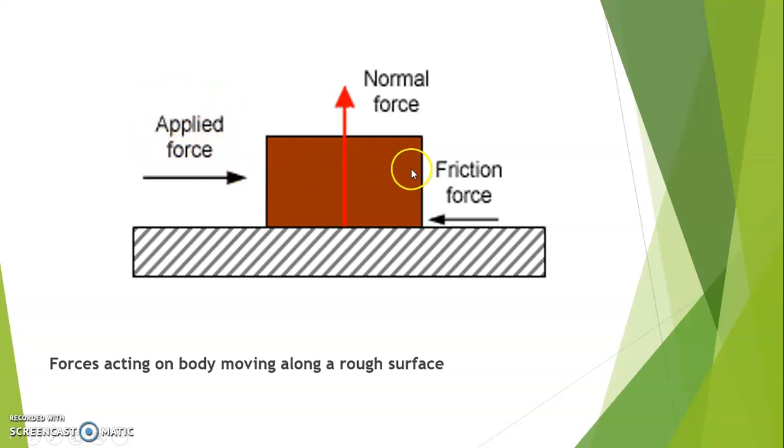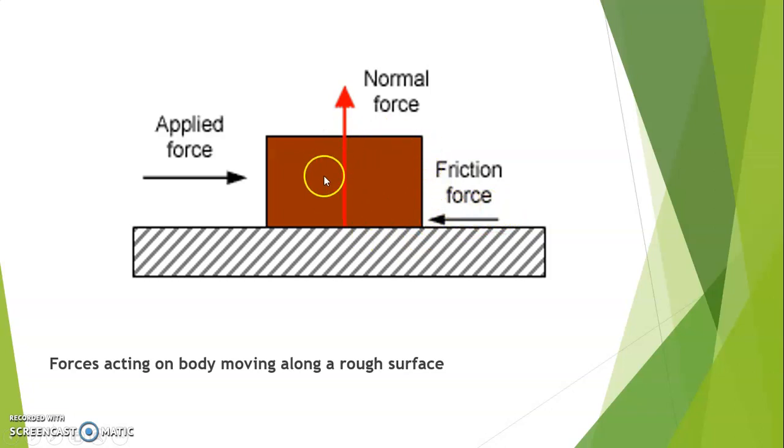and it will attempt to make the body move in a forward manner. Then the friction force, on the other hand, which is a force that is opposing the motion, will be acting in the opposite direction of the motion of the body. In this case, it is acting towards the left, appearing to resist the motion of this body.